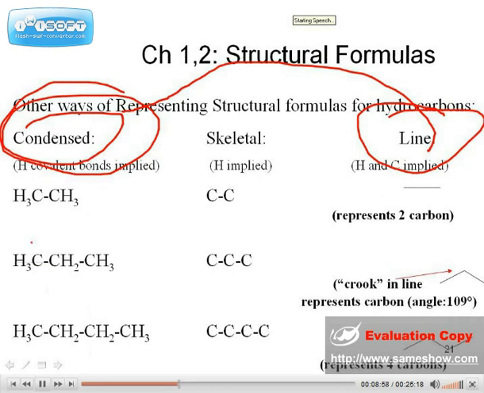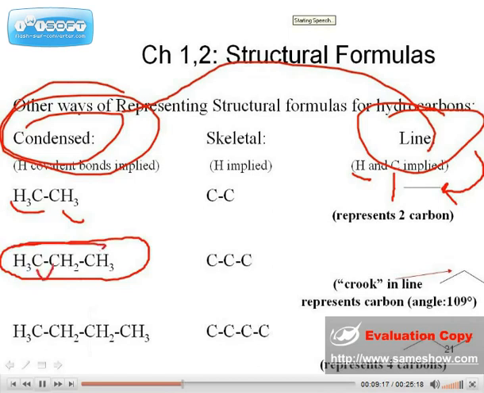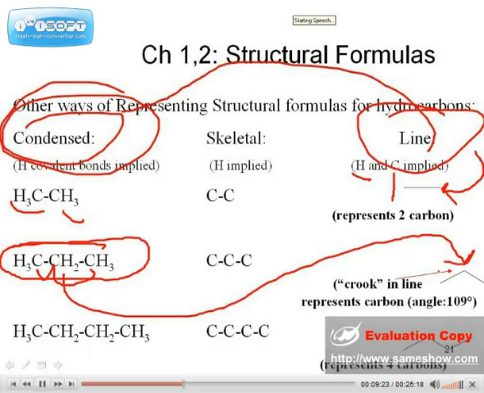In the condensed structure, again, all of the carbon-hydrogen bonds are implied. In the line structure, all of the carbon and hydrogen atoms themselves are implied. And all you have is this single line. If you go down to the second row, notice the condensed structure. We have 3 carbons. Over here, the carbon and hydrogen atoms are implied. So the end carbon is implied to be a CH3, and the middle carbon is implied to be a CH2.